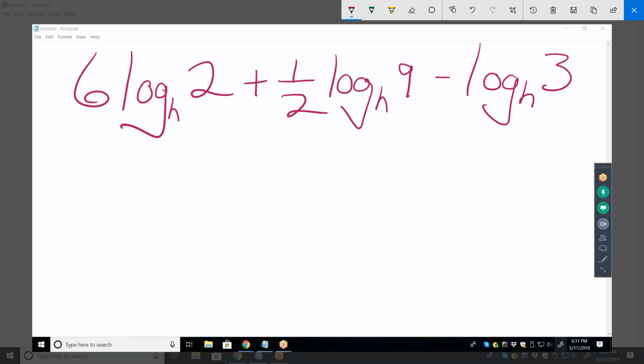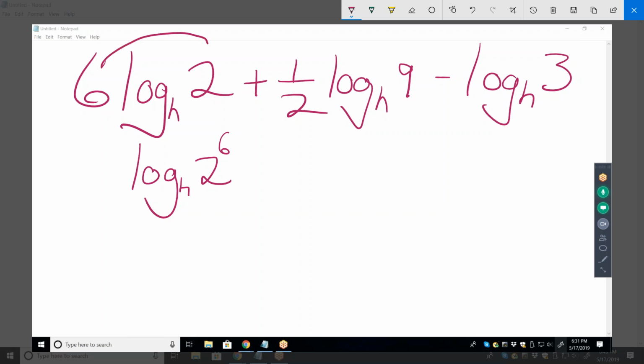Tell me what to write. Tell me what the next line should read. The base isn't to the 6th. Remember, there's a difference. There's a base, and there's an argument, and there's a leading coefficient. It's the argument to the 6th. 2 to the 6th.